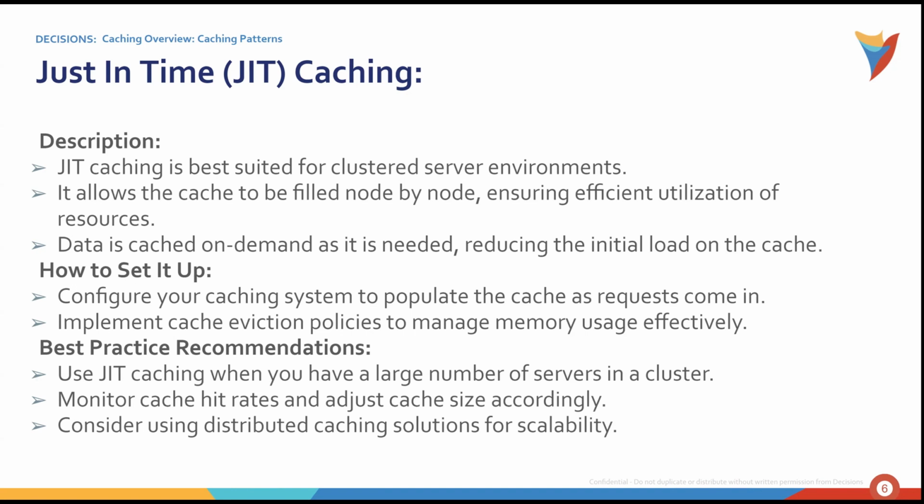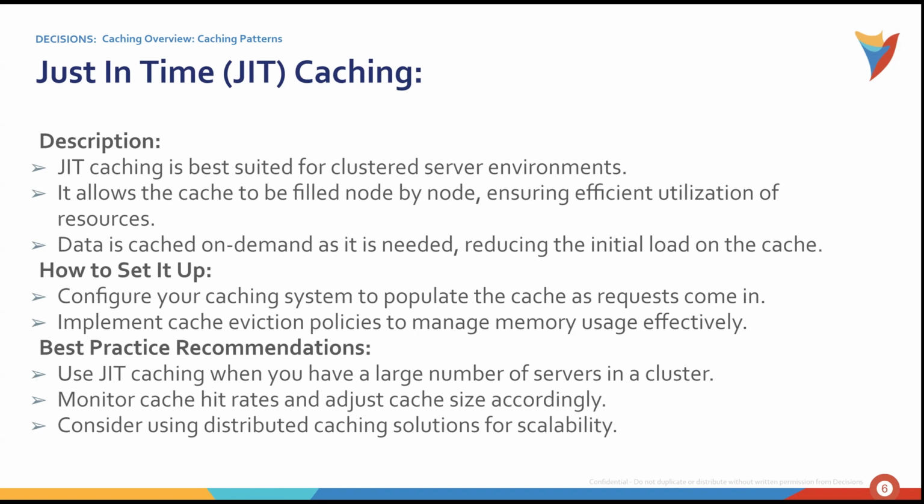For initiating the caching in the just-in-time caching system, we have to adjust our caching framework to start storing data as soon as requests are received. For managing the memory, we need to set up rules for cache eviction to handle memory consumption smartly.